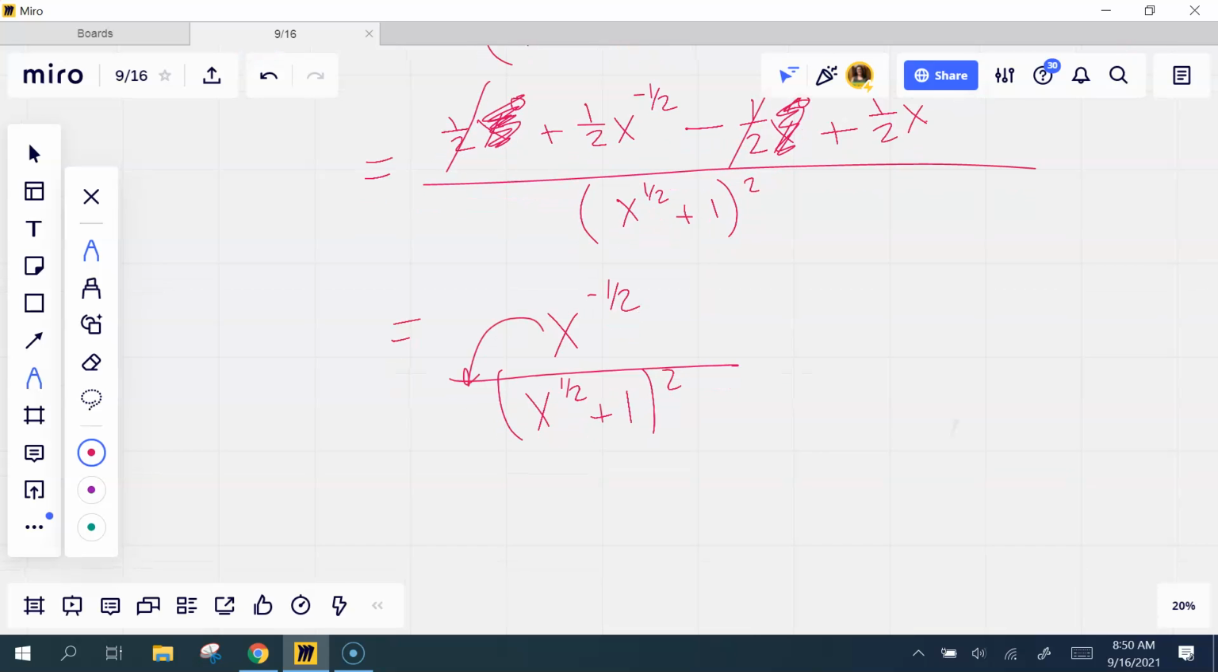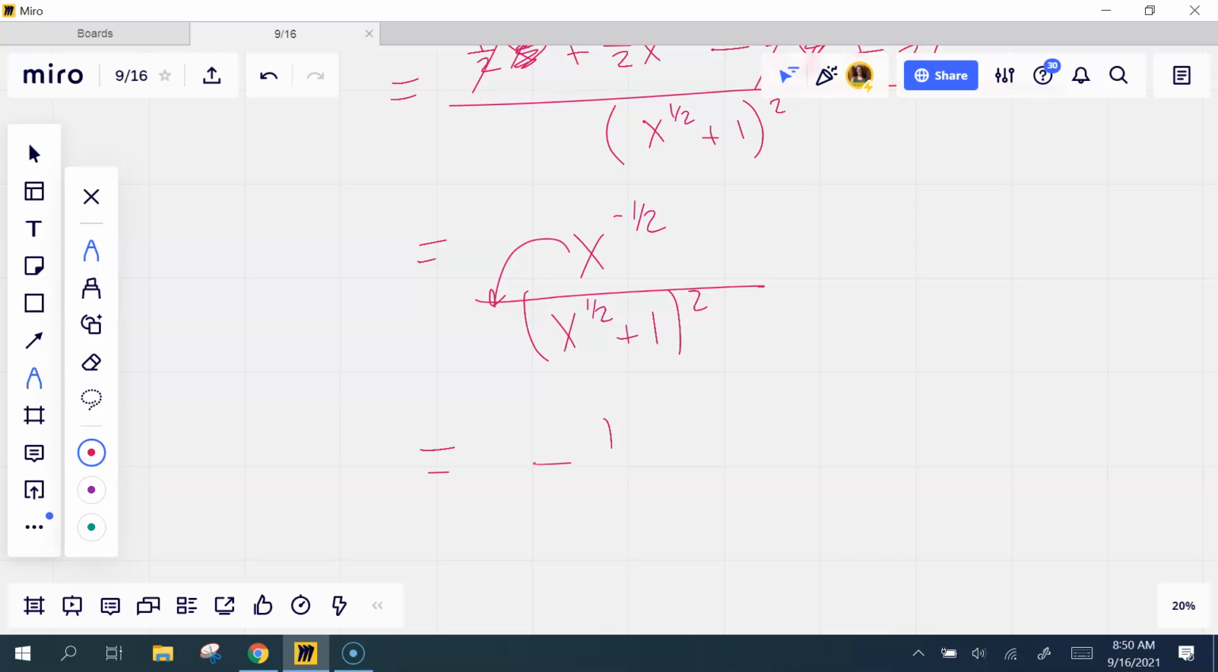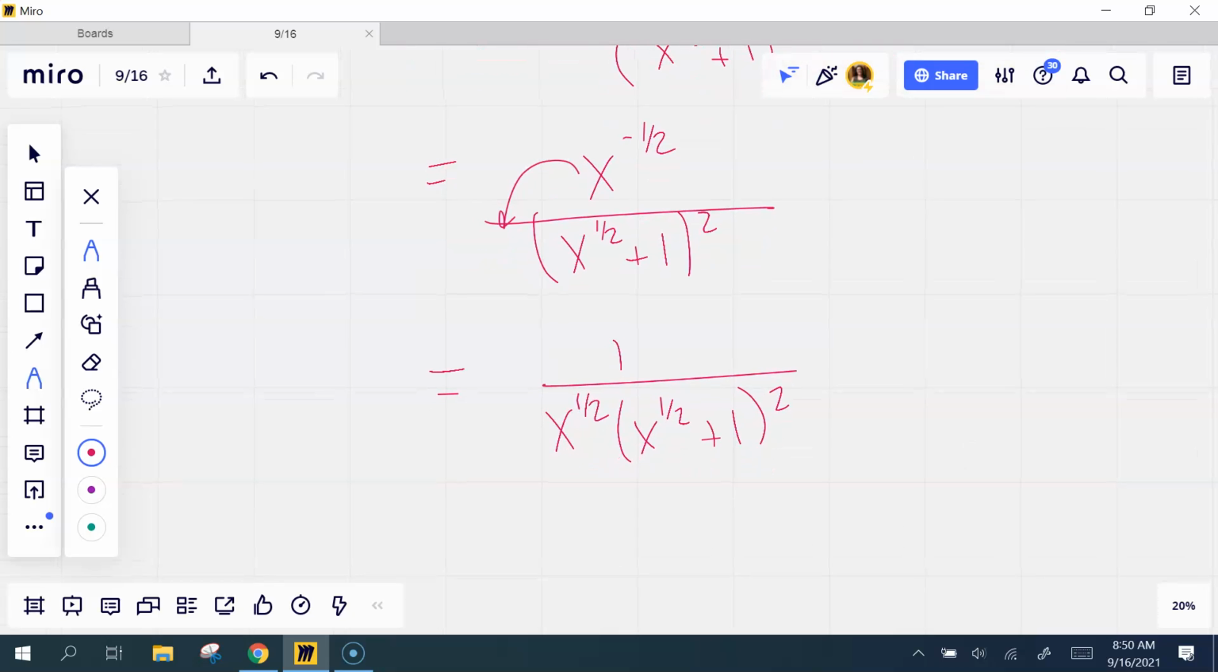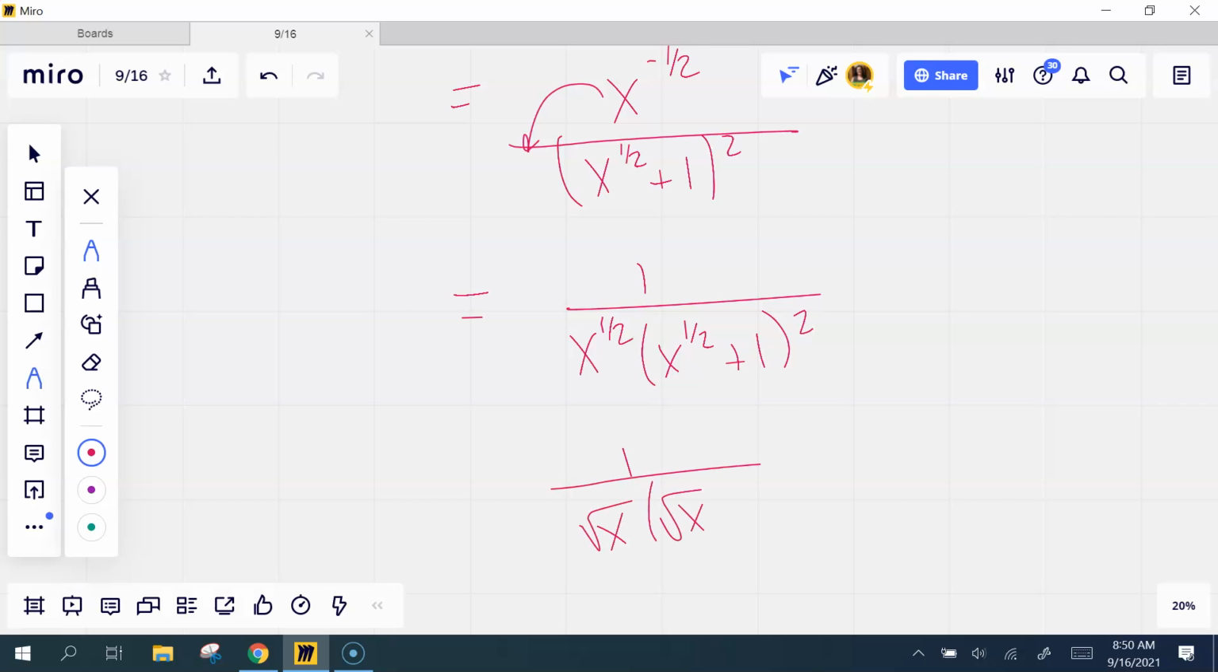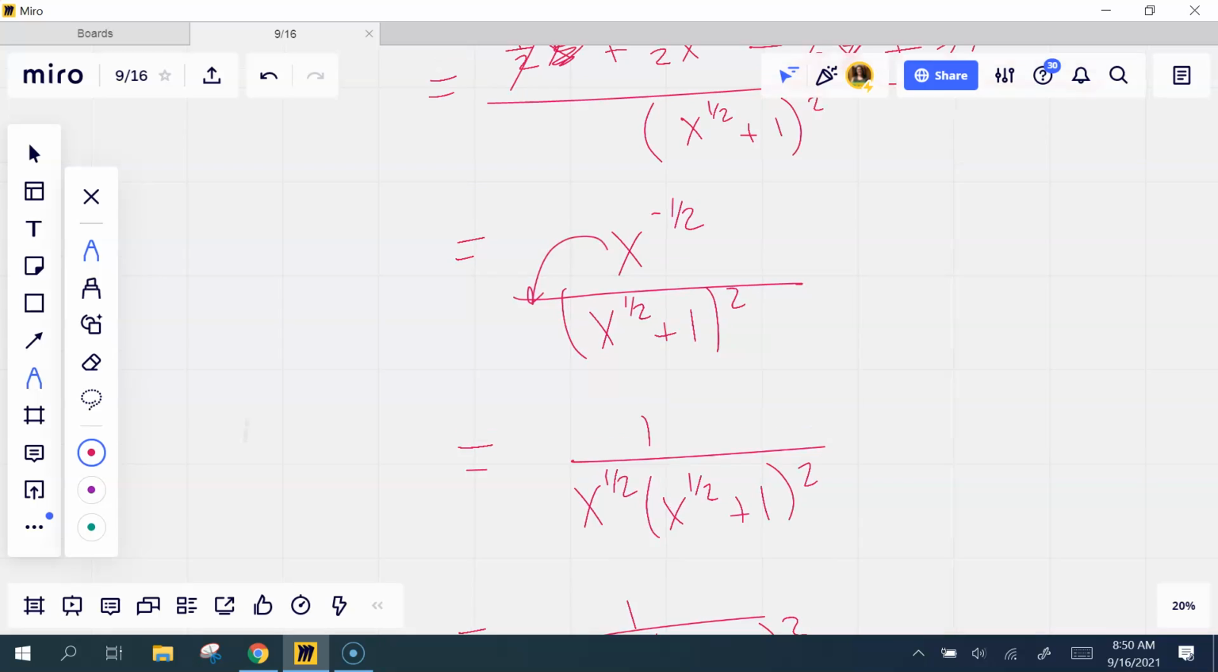Just bring it down, because it's a negative exponent. If you wanted it back in radical form, since that's the way the problem started, same thing. Tell me when.